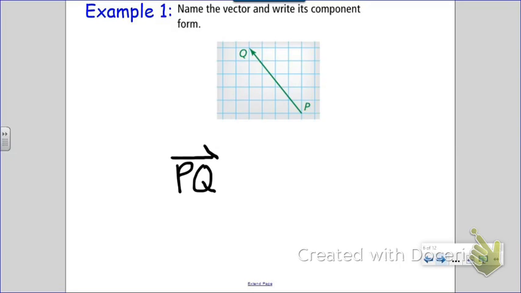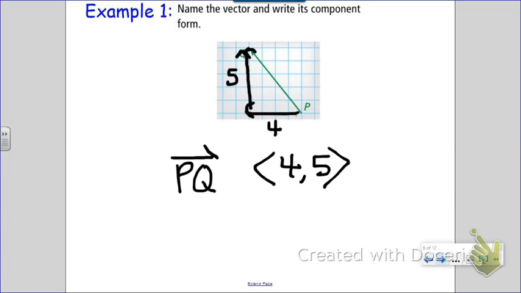The component form, in this case from P to Q, we're going to go horizontal 4 units and vertical 5 units. So our component form would be <4, 5>. It's always horizontal and then vertical.